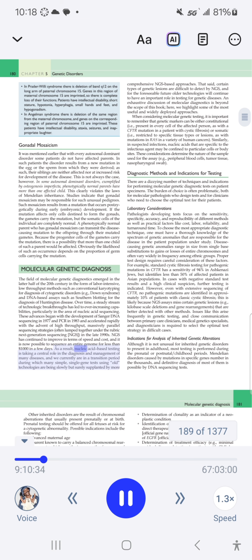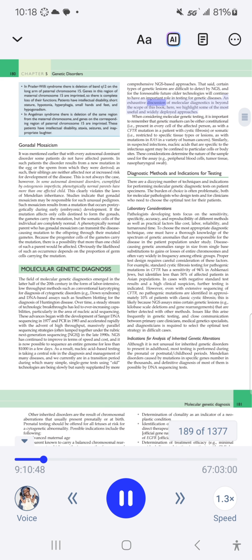As a result, nucleic acid-based testing is taking a central role in the diagnosis and management of many diseases, and we currently are in a transition period during which many simple, single-gene tests using old technologies are being slowly but surely supplanted by more comprehensive NGS-based approaches. That said, certain types of genetic lesions are difficult to detect by NGS, and for the foreseeable future, older technologies will continue to have an important role in testing for genetic diseases.